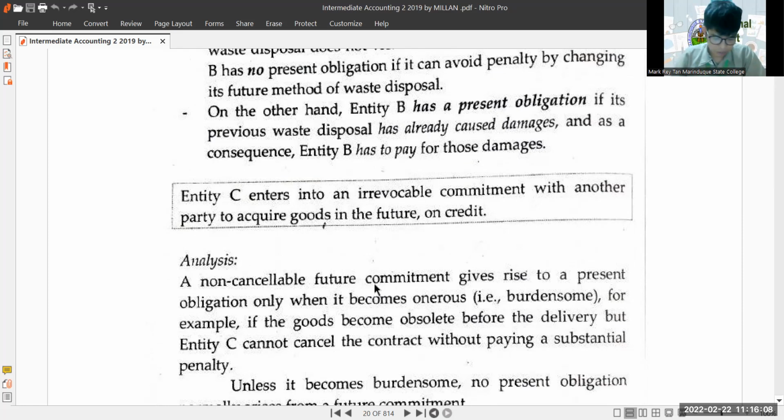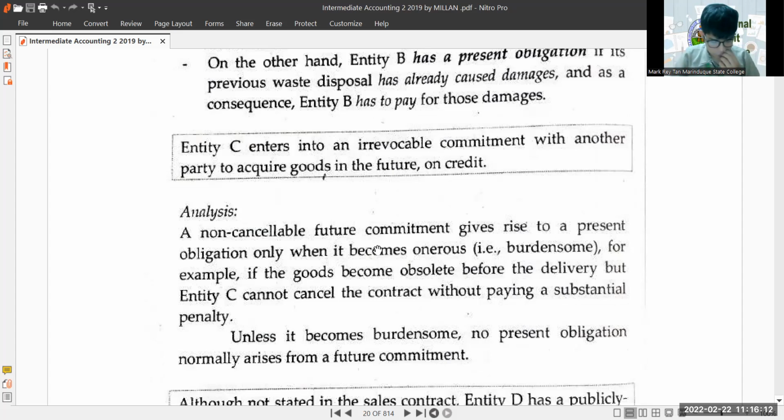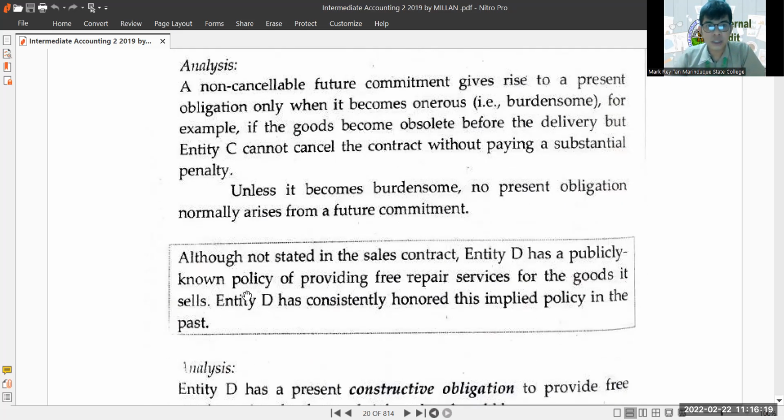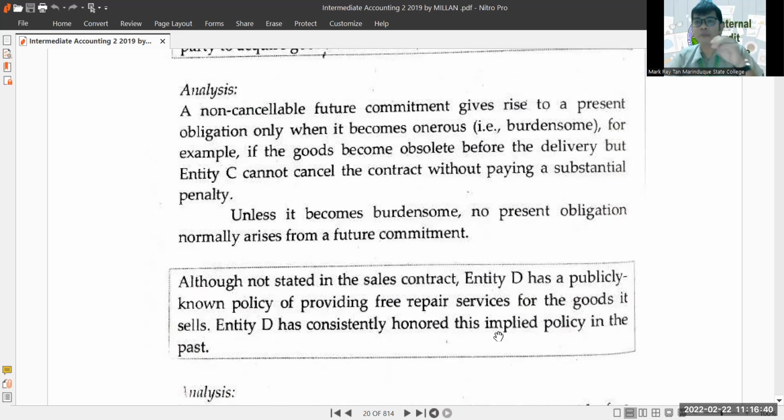Okay, so okay na yan. I think sapat na yung discussion ko na yan for that. Punta tayo sa letter D. Ayan, so ito sa letter D, example number 4. Although not stated in the sales contract, entity D has a publicly known policy of providing free repair services for the goods it sells. Entity D has consistently honored this implied policy in the past. So, ang tanong, may obligation na kaya?